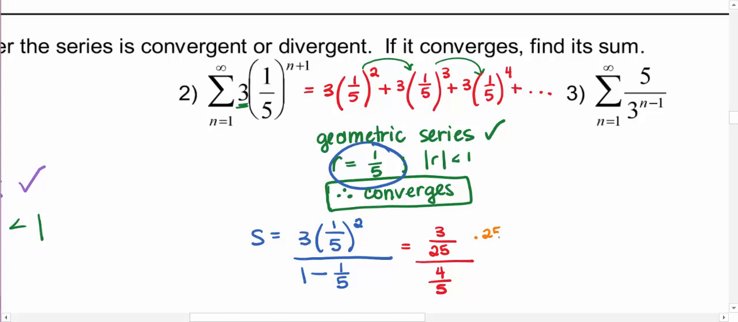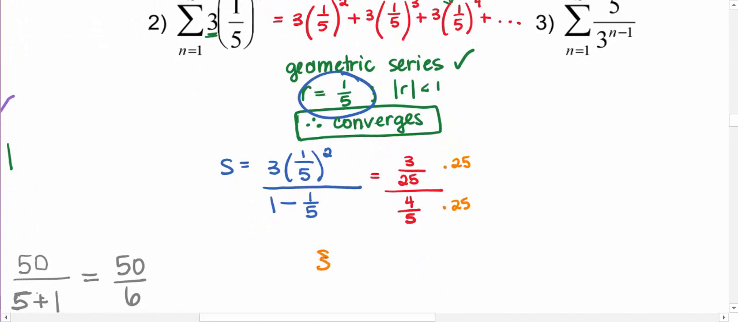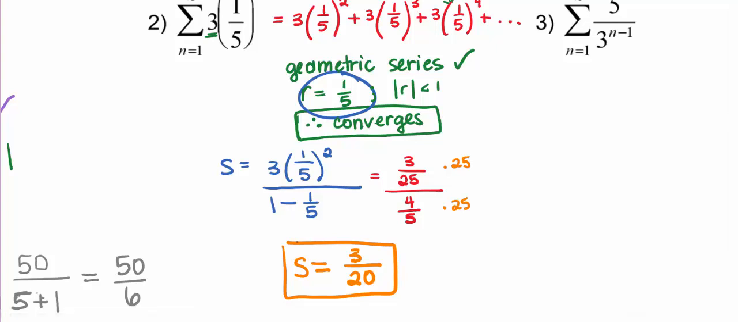You can multiply by 25 over 25. You can multiply by the reciprocal. It doesn't matter. However you learned your complex fractions, so that you can do. So my sum is going to be 3 over, that would leave a 5/20. So it's a pretty small sum here. Okay. Now another thing that you can check on your calculator is you can add up a whole bunch of these terms and you can see if your sum is getting closer and closer to 3/20 the more terms you add on, and it should be getting there.